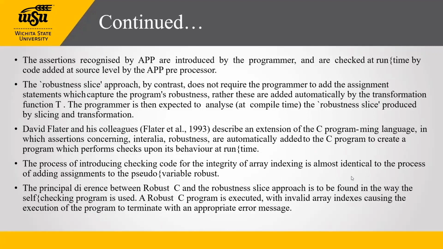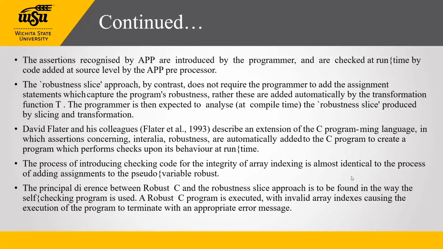The robustness slice approach, by contrast, does not require the programmer to add the assignment statements which capture the program's robustness. Rather, these are added automatically by the transformation function T. The programmer is then expected to analyze the robustness slice produced by slicing and simplification. David Flater and his colleagues describe an extension of the C programming language in which assertions concerning, inter alia, robustness are automatically added to the C program to create a program which performs checks upon its behavior at runtime.